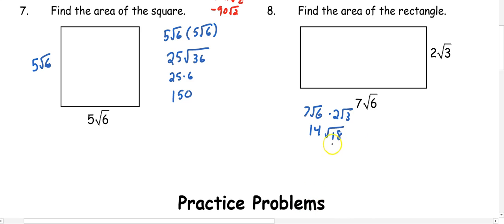Now, 18 is not a perfect square, but when I do a factor tree, that breaks down to 9 and 2, 3 and 3. So I have a pair of 3s, so I can multiply 14 times my pair of 3s, root 2, which gets us 42 root 2.